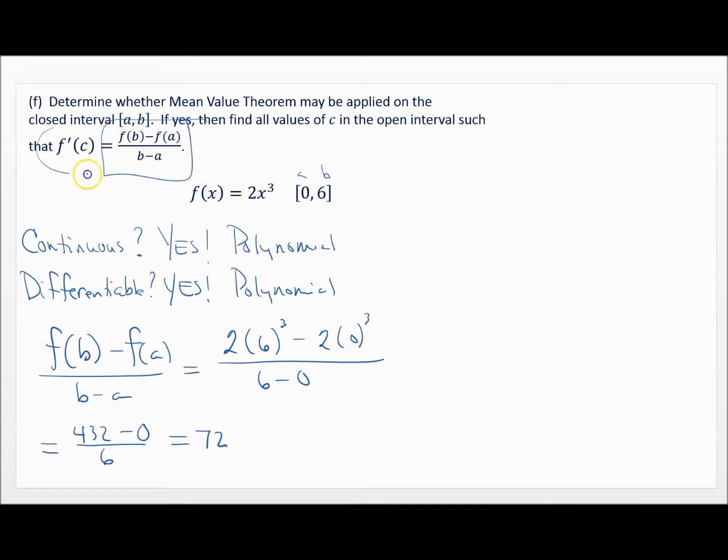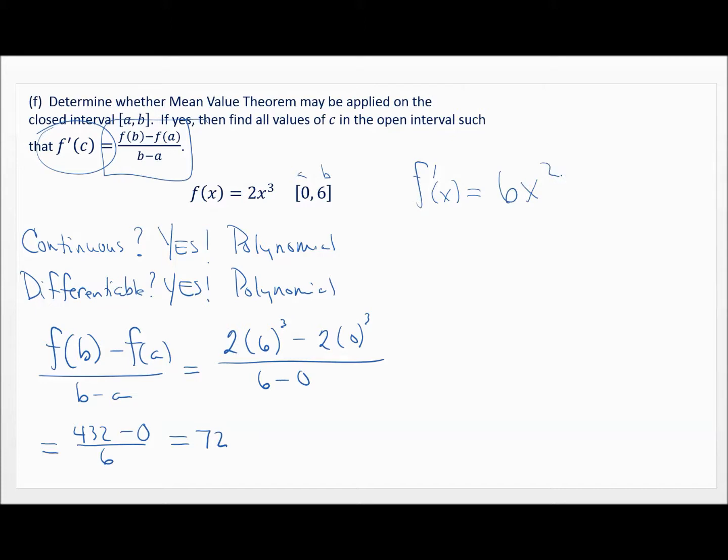Now I want to move to the left side. I want to find f prime of c. Easy. Well, f prime of x first. So what is f prime of x? I just take the derivative of my function. So I'm using the power rule, scalar multiple rule. 3 times 2 is 6, and that'll be x squared.